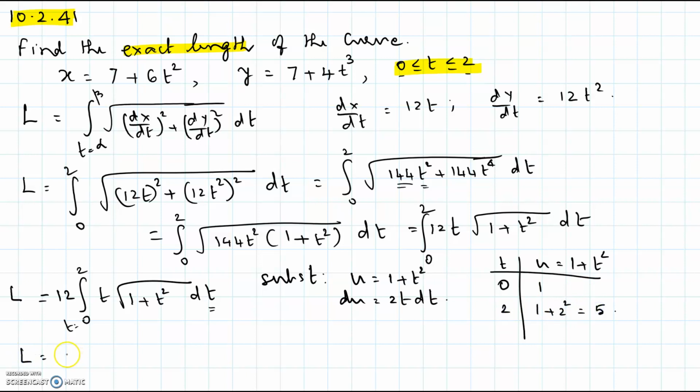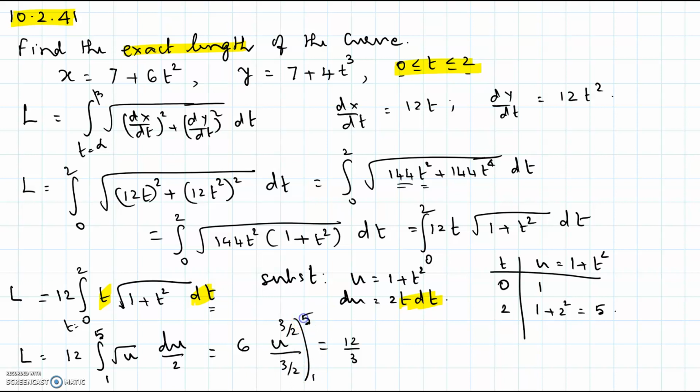So the length of the curve is 12, integral 1 through 5. Then square root of 1 plus t square will be square root of u. Then t dt is going to be du over 2. So 2 and 12 will give us 6. Square root of u on integration will give u to the power 3 by 2 over 3 halves. That will be 12 over 3, and between the limits 1 and 5.